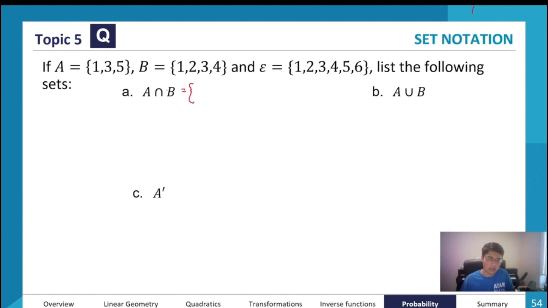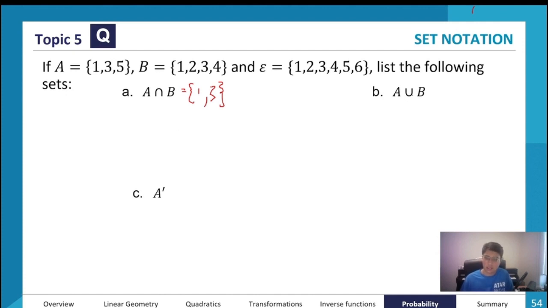We can see that 1 is in A and B, so that's part of this set. We can start our list off with 1. 2 isn't, so that doesn't go in the list. 3 is, so that can go in our list. And then 4 and 5 are unique to one set only. So this is the entire set, A intersection B.